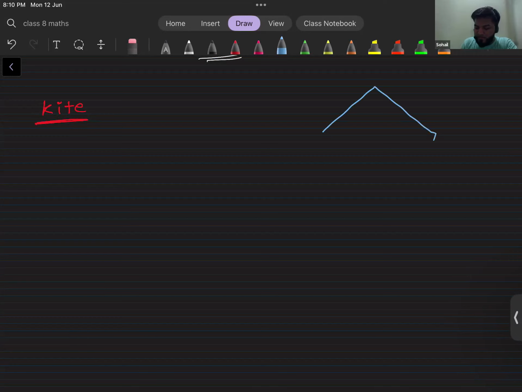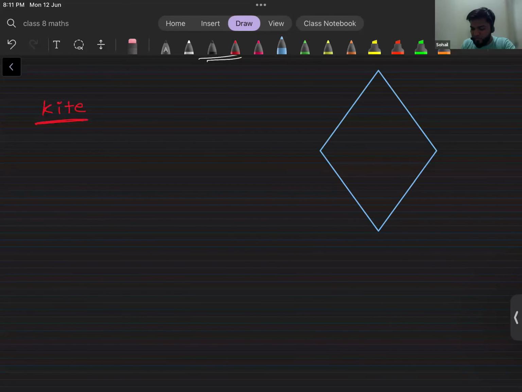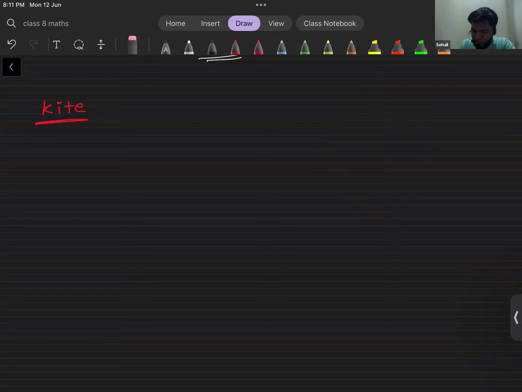Look, this is how a kite looks here. Other sides are supposed to be lengthier here.